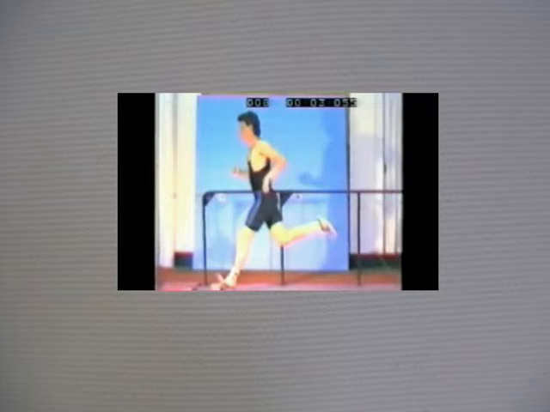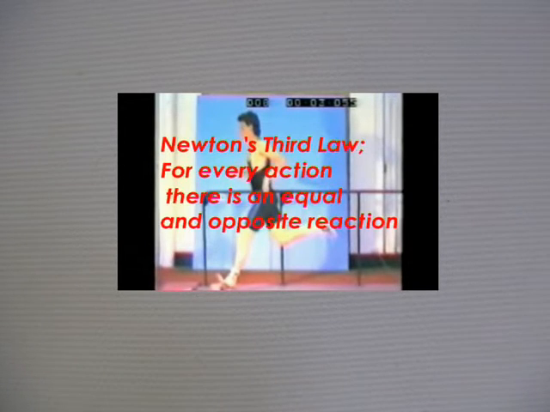Reaction forces are the forces that the treadmill exerts on the runner as a reaction to the force that the runner exerts on the treadmill track. This principle is known as Newton's third law of linear motion, or the law of action and reaction.